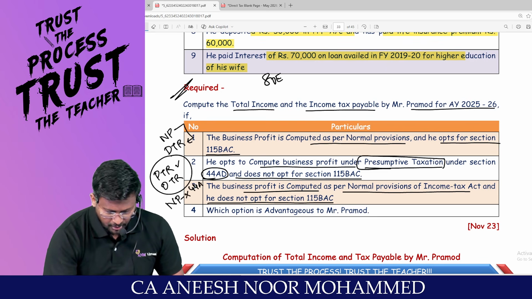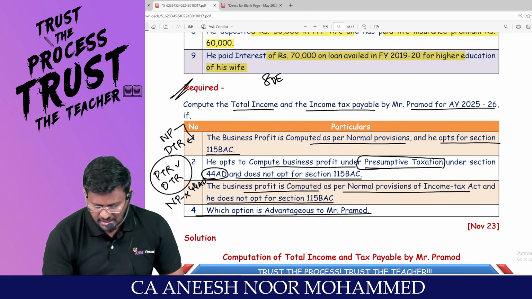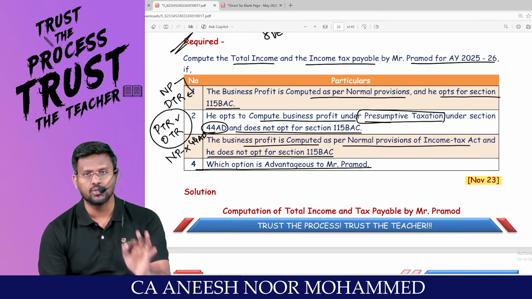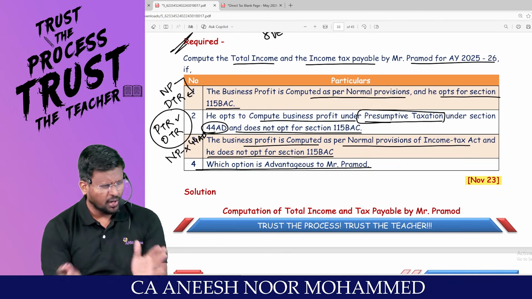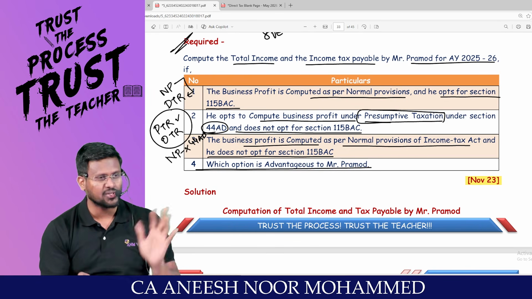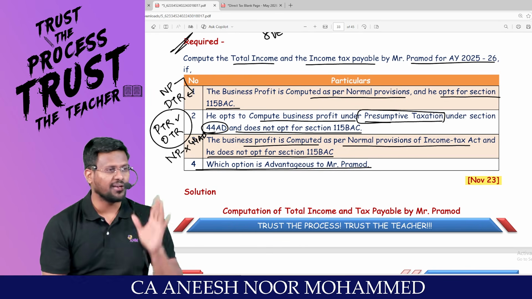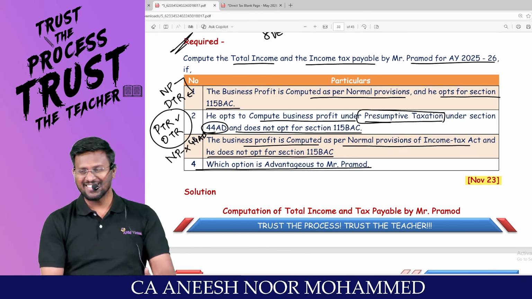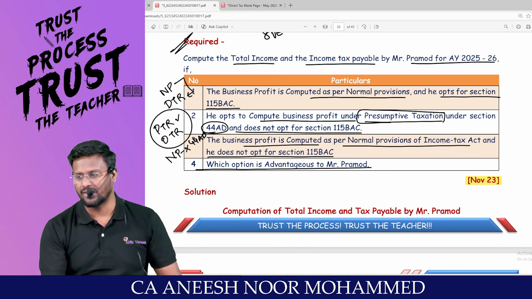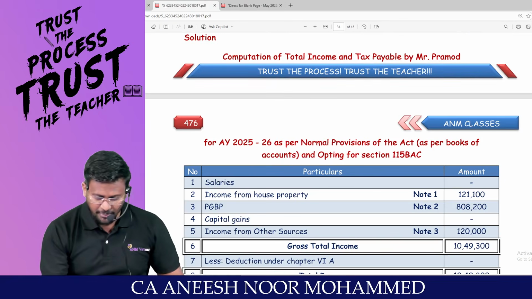Yes, sir. Sir, which option is advantageous to Mr. Pramod? It's a past examination, November 2023 question. A beautiful normal route versus presumptive taxation route, DTR versus OTR. Full revision in one question. That means if you practice this question, my dear lovable students, that's it. Tax comes to an end. Everything will be revised, man.